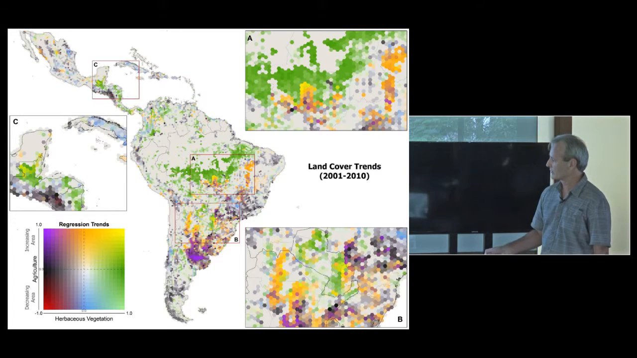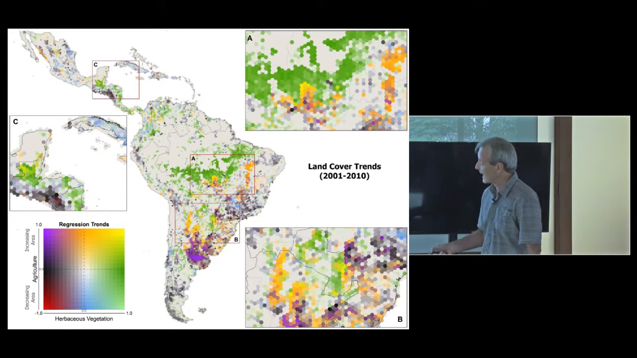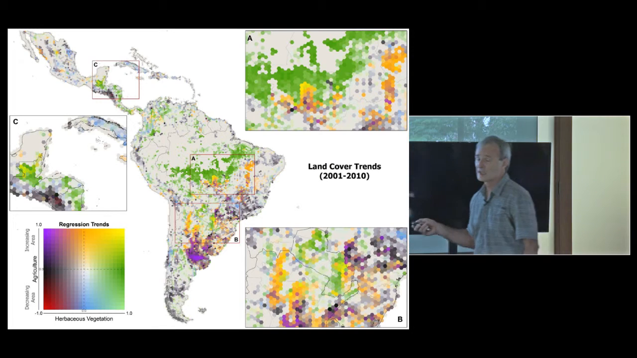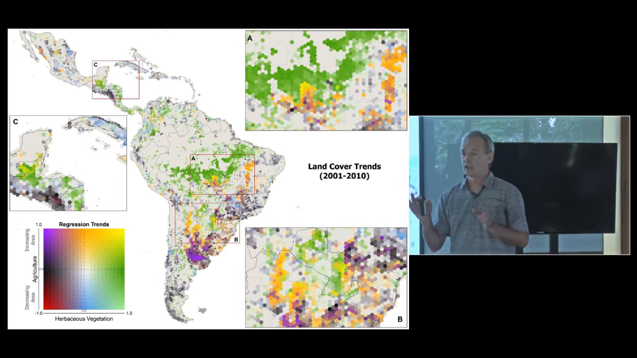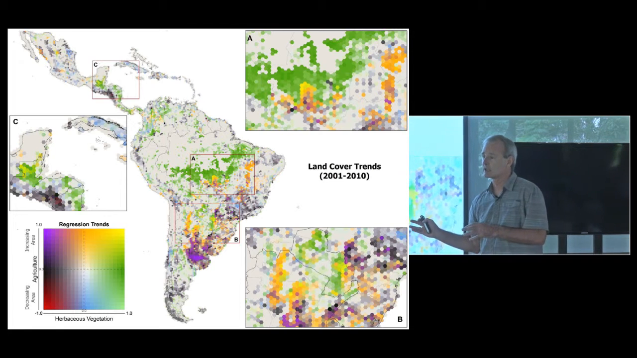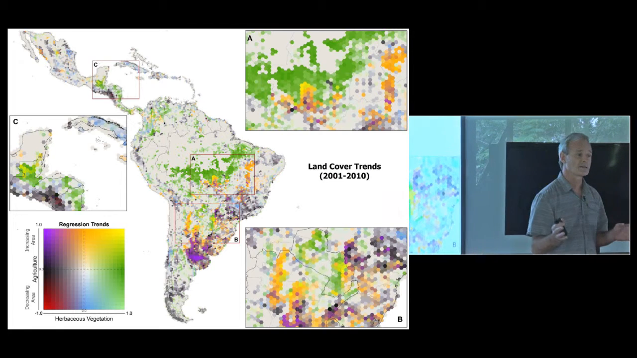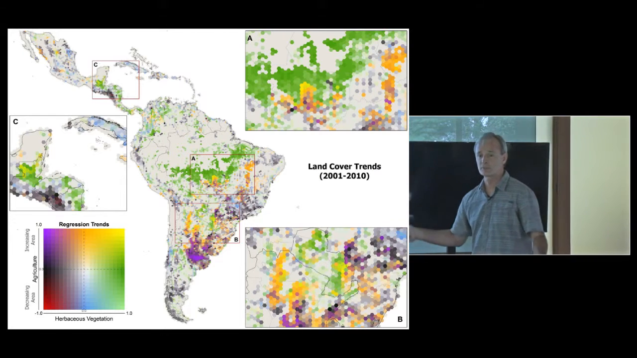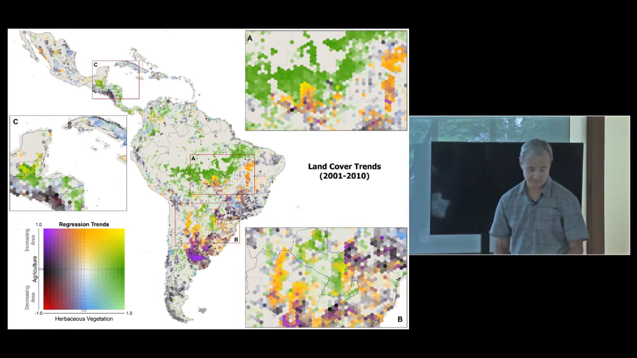in herbaceous, but a loss of pasture or of agriculture, is most notably in the Caribbean. And again, this is probably similar to what we saw in Cuba, where you've had loss of subsidies, mainly for sugarcane, and sugarcane is disappearing from many of the Caribbean islands.